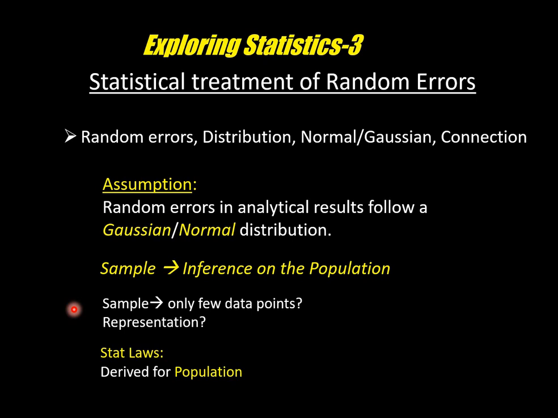And moreover, the laws we have derived are actually derived for the population, but we want to apply them to the sample and then infer on the population. So we need to modify the formulas and the laws from population to sample, so that we can apply them to the sample, right?